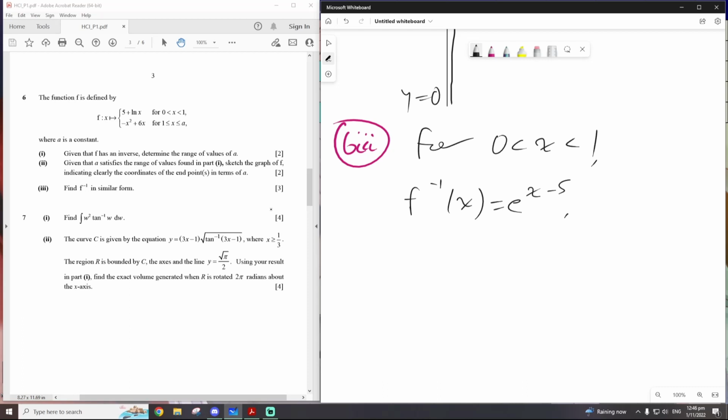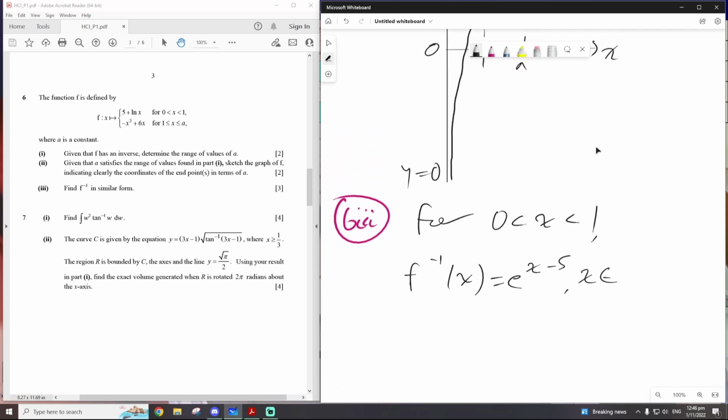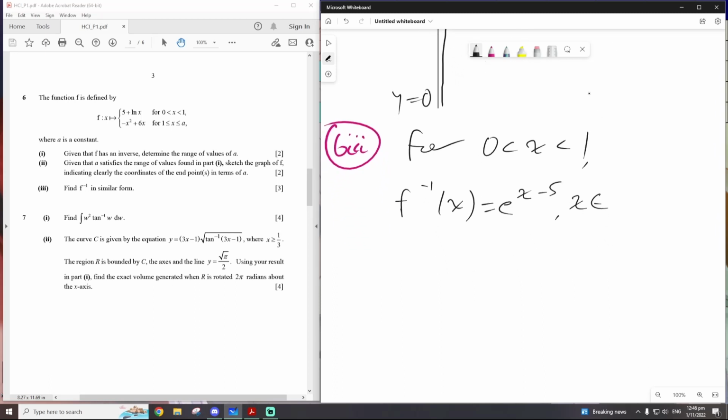The domain of f inverse is the range of f. So the domain will be negative infinity and 5, right? Actually, yes, negative infinity. So that will be negative infinity and 5.